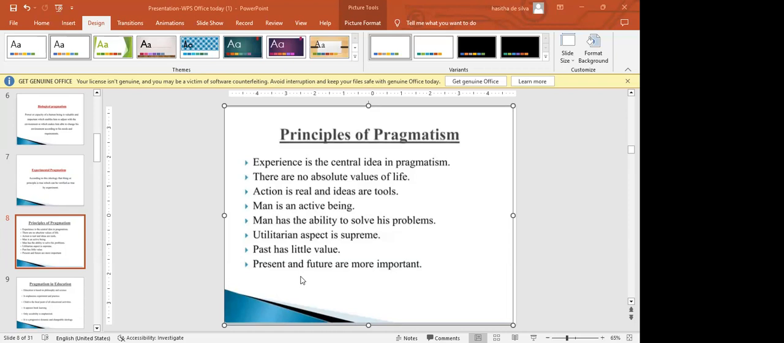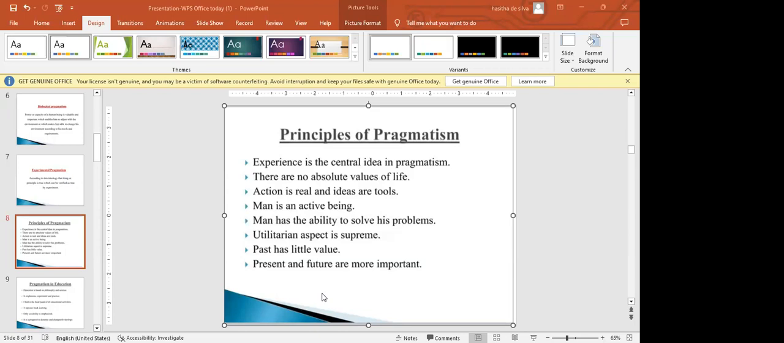Being an active being implies that humans have the ability to initiate change, make choices, and take responsibility for their actions. It emphasizes the role of human agency in shaping personal and collective outcomes. It acknowledges that individuals have the capacity to pursue goals, express their creativity, and contribute to the development of themselves and society. The concept of man as an active being also aligns with the pragmatic emphasis on practical engagement with the world. It suggests that individuals should actively participate, reflect, and learn from their experiences in order to develop and grow.